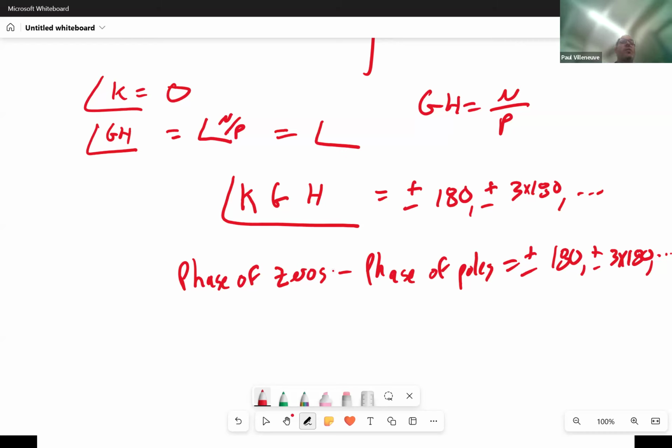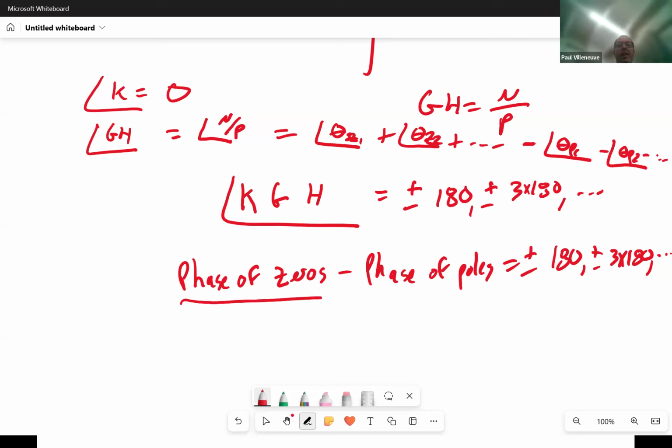So isn't this going to be the angle associated with the first one plus the angle associated with the second one plus however many you have, minus the angle of the first pole minus the angle of the second pole minus however many you have. The reason why it's the phase of the zero minus the phase of the poles is because that's just complex math, right?